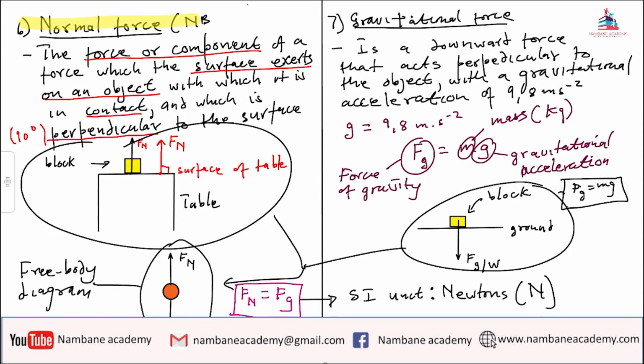Normal force is the force or a component of a force which the surface exerts on an object, which it is in contact with and which is perpendicular to the surface. I said the normal force will always be there. Why will it always be there? It will always be there provided you have the surface. The surface can be anything, a table, a chair, but the fact that you have a surface means the normal force must be there.